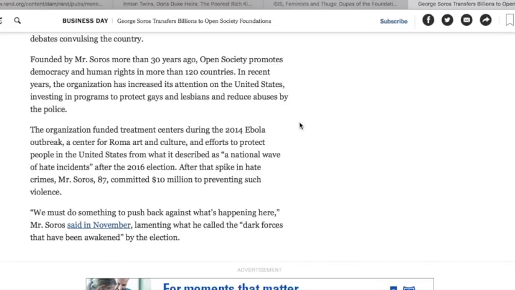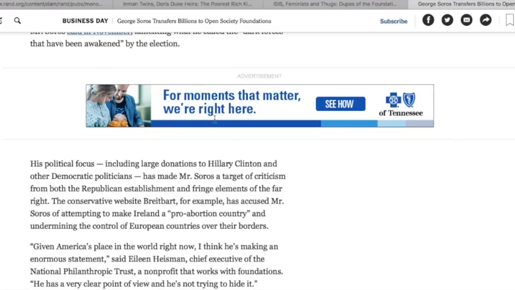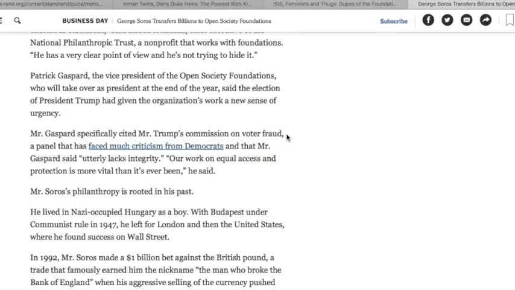But what I'm getting at here is that this influence is behind left-wing causes: Black Lives Matter, Antifa, social justice warriors, feminism. Social justice warrioring is what Soros is behind.